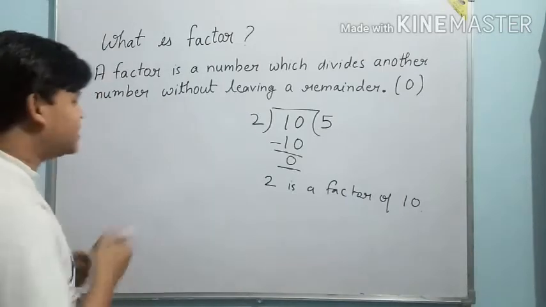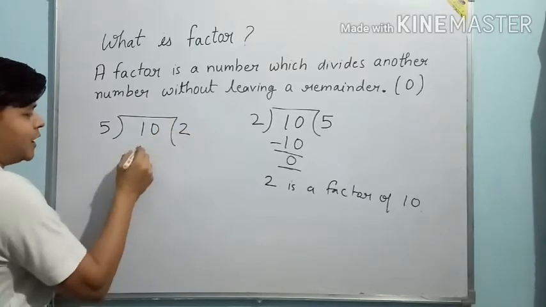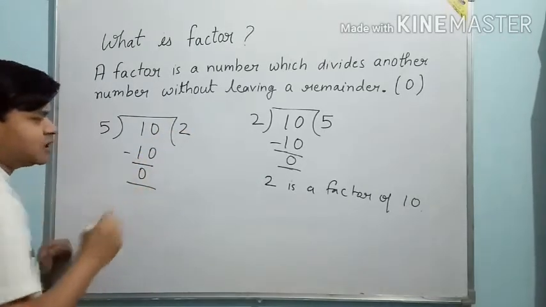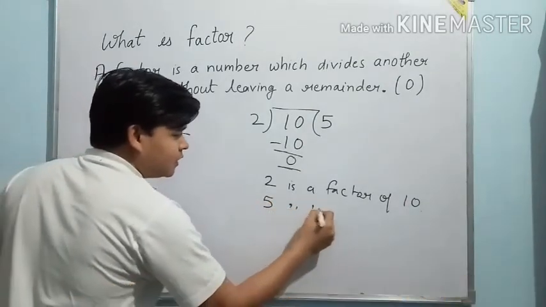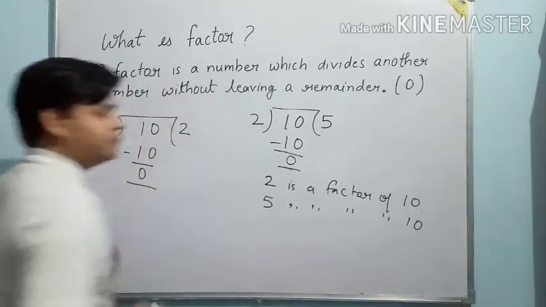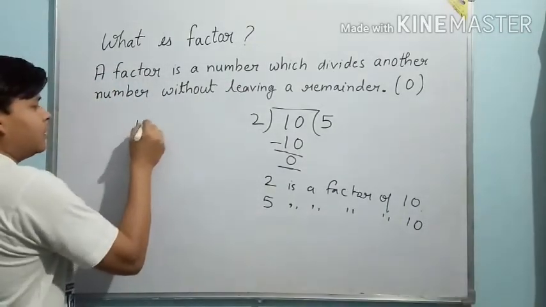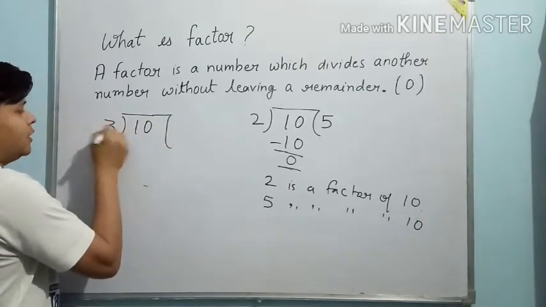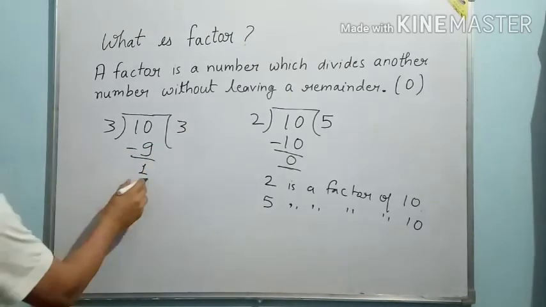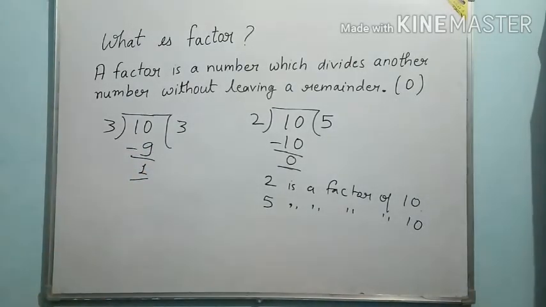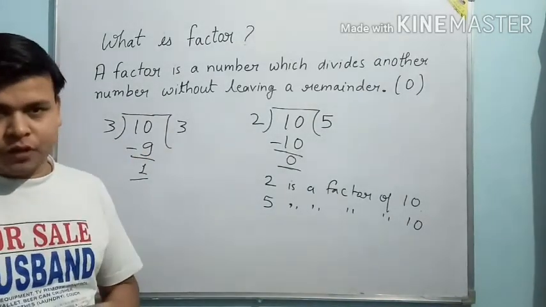Similarly, if I divide 10 by 5, once again the remainder is 0. So once again we can write here that 5 is a factor of 10. Now if I am dividing 10 by 3, let's take this. 3 times 3 is 9, and the remainder is 1. That means the remainder is not 0. So it means that 3 is not a factor of 10, right?